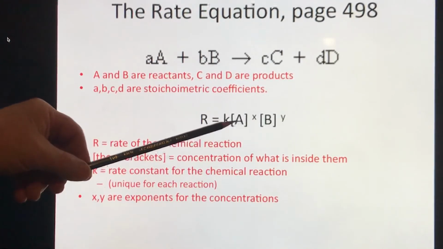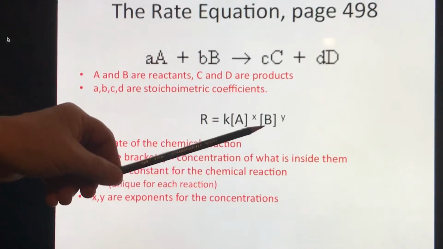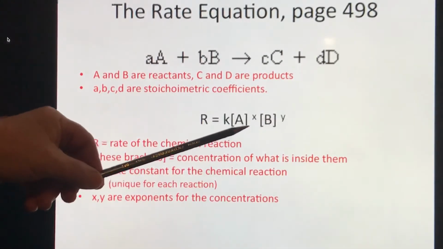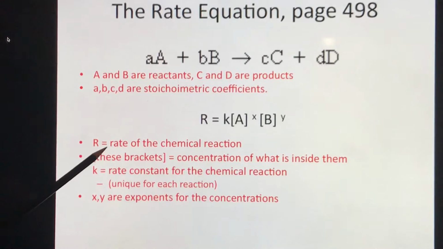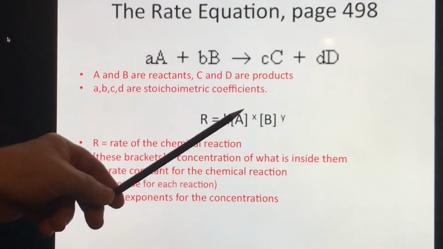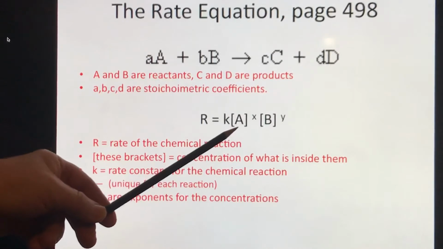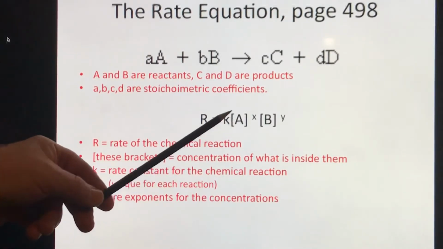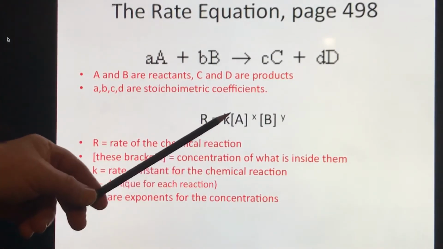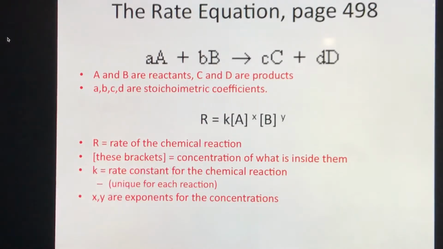All right, so keeping this in mind, the capital A and the capital B are the reactants. They use those in this reaction equation, or rate equation. So the R is the rate of the chemical reaction, and the brackets, right, that are around the A and the B represent the concentration of whatever's inside of them. And those squarish type brackets are used often in chemistry, so you should remember that. That means the concentration of whatever's inside of them.